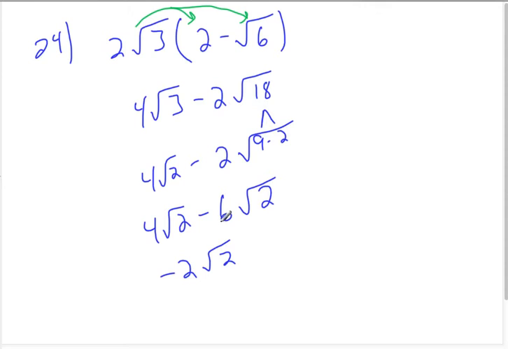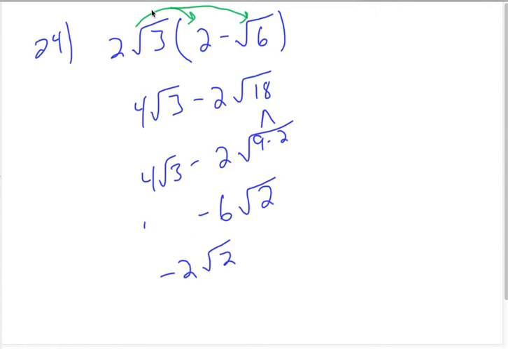Oh, I just checked the answer. Looks like I've made a mistake. Going back. 2 root 3 times 2 is 4 root 3 minus 2 root 18. Oh, that's my mistake. Right there. Bam. That should be a 3. Okay. Disaster averted.